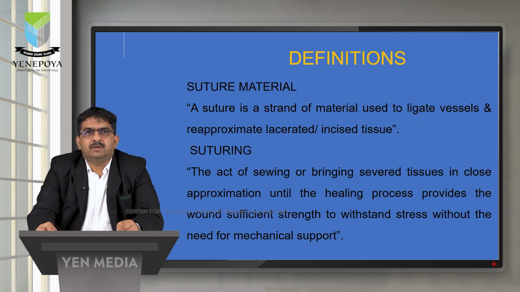When we talk about suturing techniques, it is important we know about the suture material and also what suturing is. By definition, a suture is a strand of material used to ligate blood vessels and approximate lacerated or incised tissue. Suturing is an act of sewing or bringing severed tissues in close approximation till the healing process provides the wound sufficient strength to withstand the stress without the need for mechanical support.